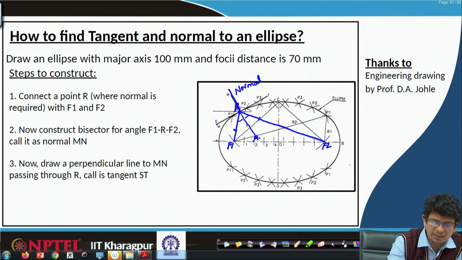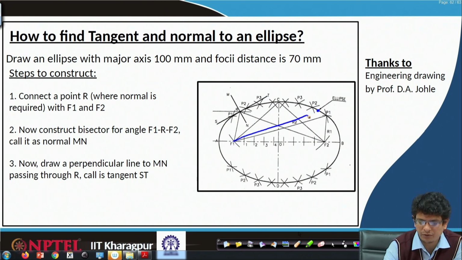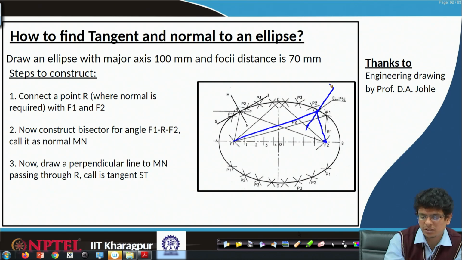The tangent is always at 90 degrees to it and touches at only one point, passing through R, and we will be in a position to construct the tangent. If some other point is here, then we will join it to F1. For example, let us look at constructing a normal there. What we do is connect this F1 and this point, similarly connect F2. Now, make a bisector, join it, construct the normal, this is the normal and that will be the tangent.